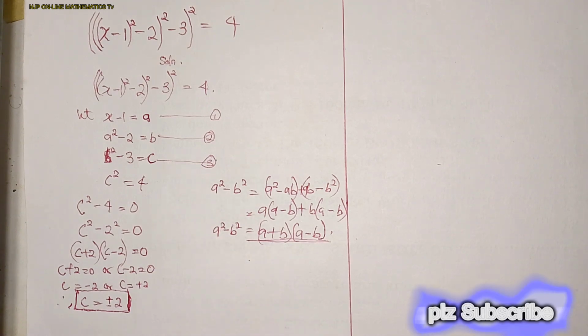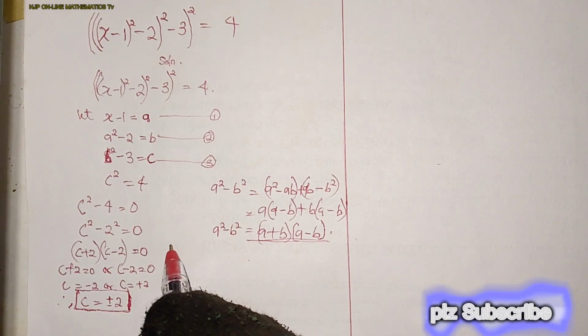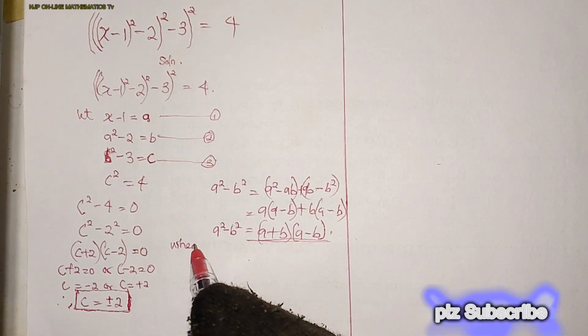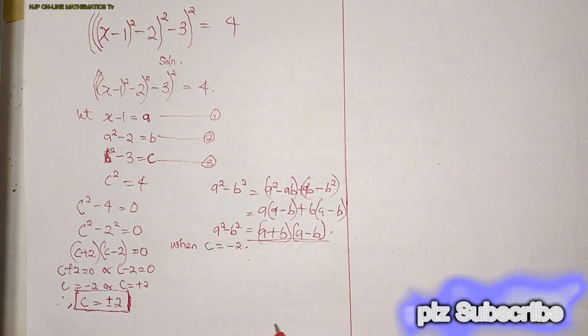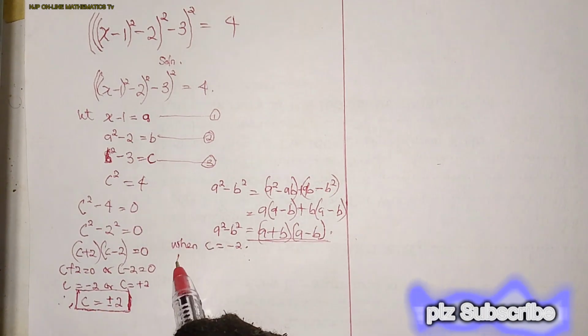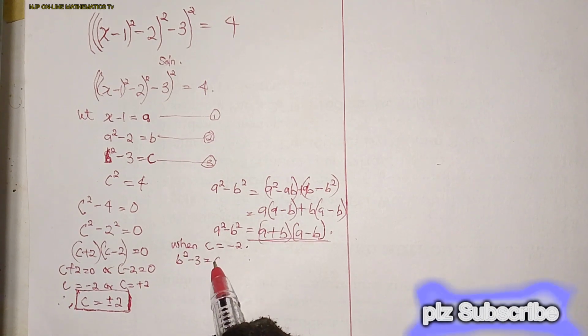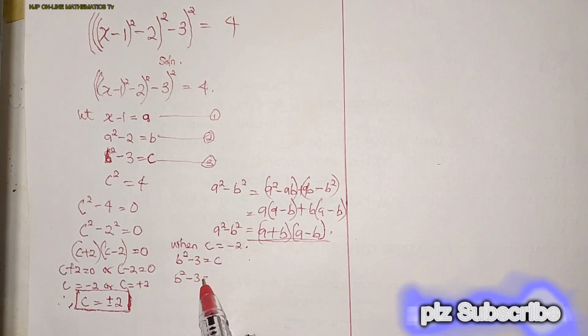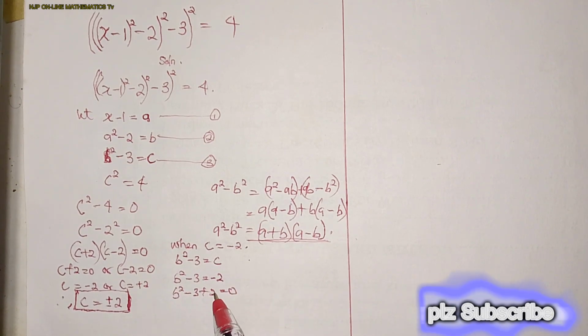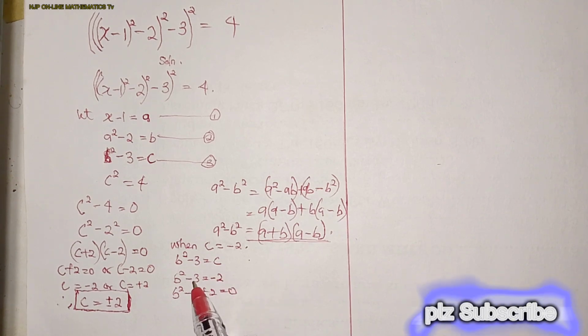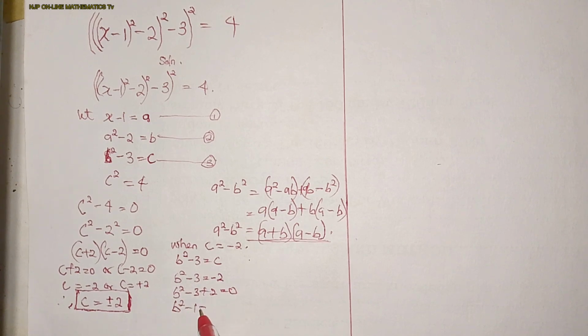So let's continue to substitute the values of c here into equation 3. Let's substitute when the value of c equals negative 2. If the value of c equals negative 2 and we are substituting into the equation that b square minus 3 equals c, then b square minus 3 equals negative 2. Then b square minus 3 plus 2 equals 0. Remember, we are taking the negative 2 from the right hand side to the left hand side, and this becomes b square minus 1 equals 0.